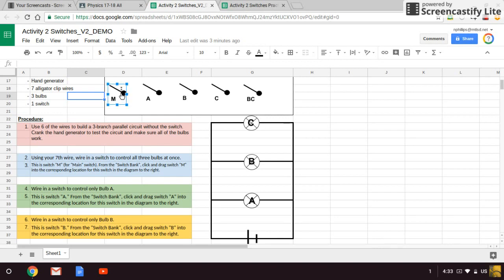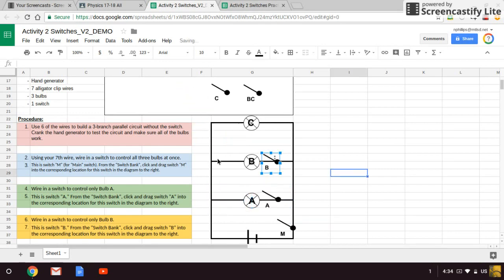This is switch M. So it can go anywhere along this main line, right? The wires that lead to and from the battery. The 2 wires that lead from the generator to the first bulb. Please don't draw switches in corners of circuits. A switch that would control only bulb A would go either here or there. Switch B, either there or there, on the wires leading to or from bulb B.